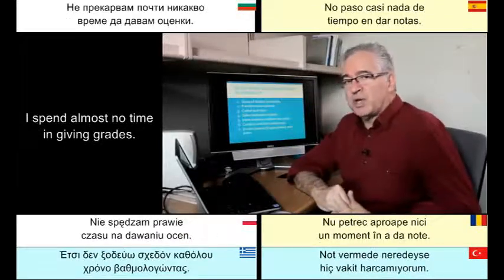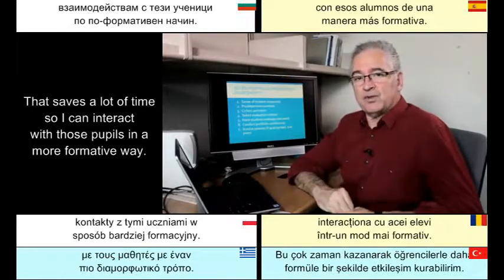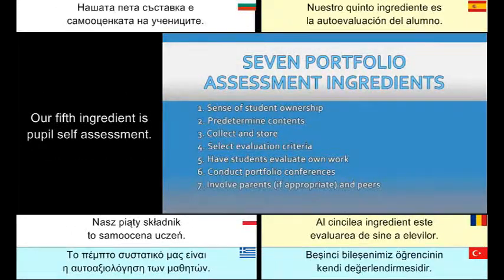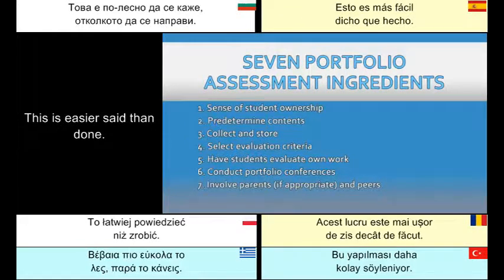I spend almost no time grading. That saves a lot of time so that I'm able to interact with those students in a more formative way. Our 5th ingredient in effective portfolio assessment is student self-assessment. Now, this is easier said than done.